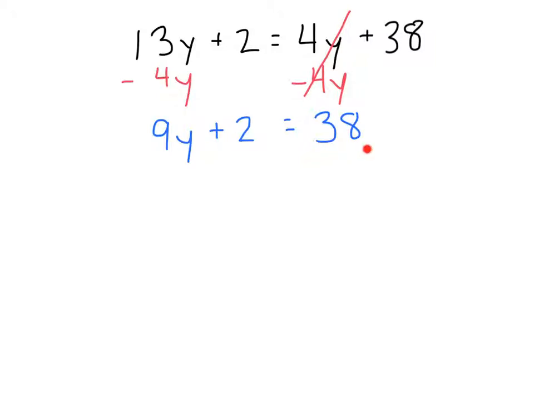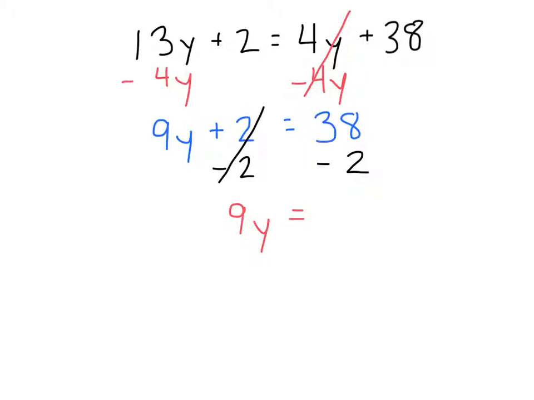So I have my 38 over here on the right, and now I have this plus 2 over here on the left. I need to move this plus 2 over to the right side of the equation. So the opposite of addition is subtraction. So we're going to subtract 2 from the left side. If we subtract 2 from the left side, we have to subtract 2 from the right side. So this plus 2 and minus 2 on the left, they cancel. All that we have left on the left side is 9y.